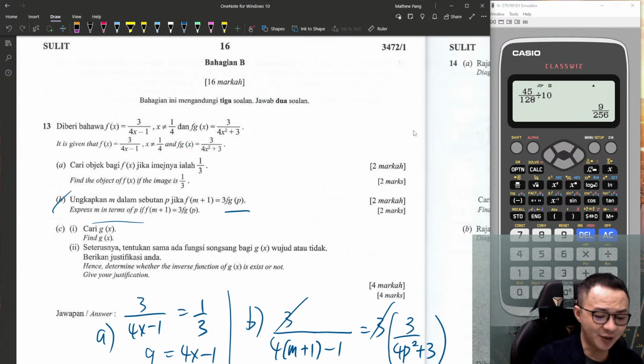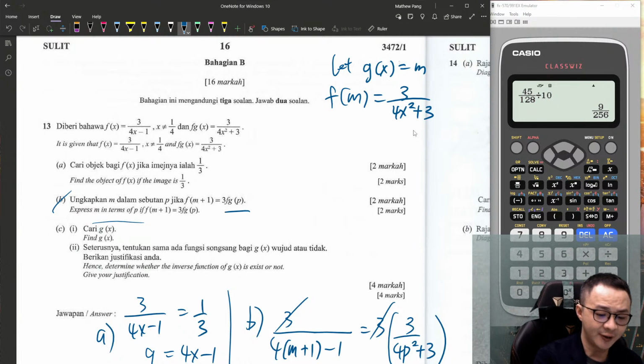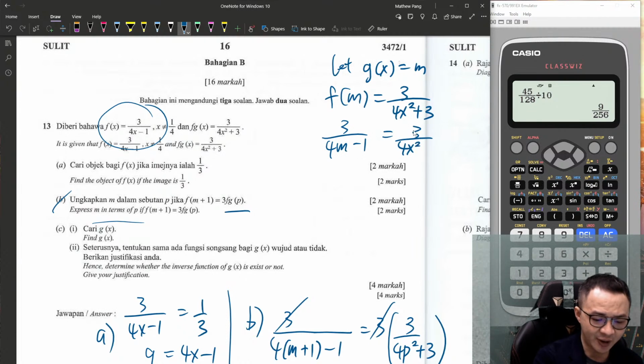Okay, we have f(g(x)). We want to find g(x). We will just let g(x) equals to m. So f(g(x)) means f(m), right? Is 3 over 4x squared plus 3. So what is my f(m)? My f(m) is this one, isn't it? 3 over 4m minus 1 equals to 3 over 4x squared plus 3.